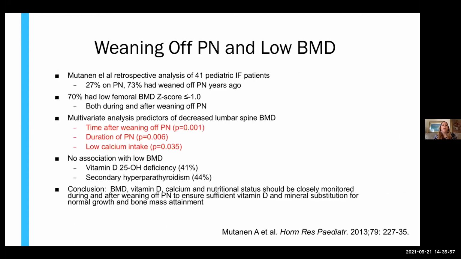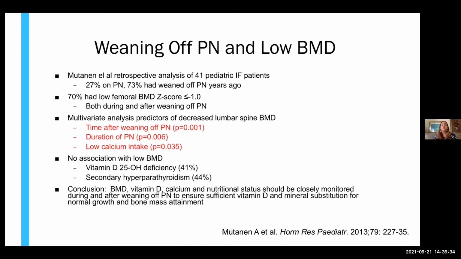Another study looked at what happens when you wean off PN and low bone density. This was a study looking at 41 children with intestinal failure. Majority of the children had actually weaned off of PN several years ago. 70% had low bone density scores, again, defined as less than -1. And this was both during weaning and after weaning off parenteral nutrition. They found that the significant predictors were time after weaning off parenteral nutrition, the duration of parenteral nutrition, and again, low calcium intake, which was seen in the previous study. Vitamin D deficiency and secondary hyperparathyroidism did not have an association with low bone density.